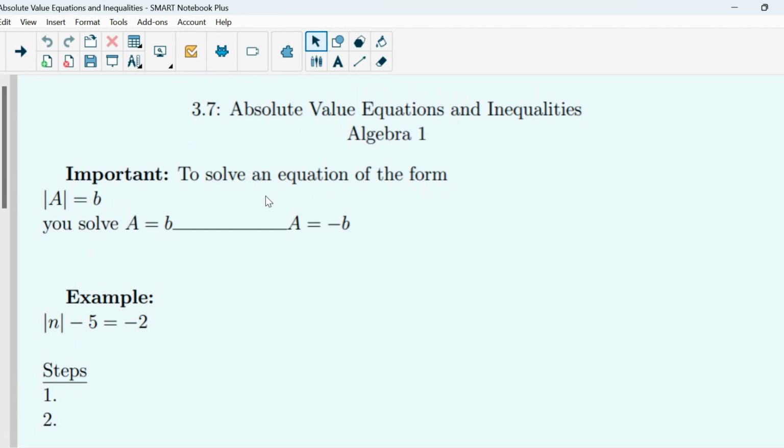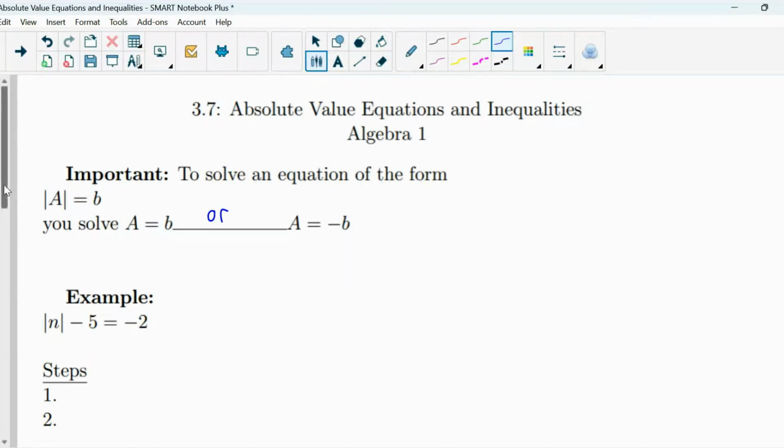The first thing here, it's important to know that to solve an equation of the form the absolute value of A equals B, you must solve the positive case A equals B, or you can solve the case where you have positive A equals negative B. Either of these cases works just fine, and since we're using an absolute value, we know that the result will always be positive, so that is why we can solve for both cases.